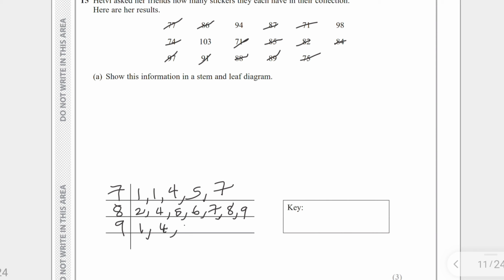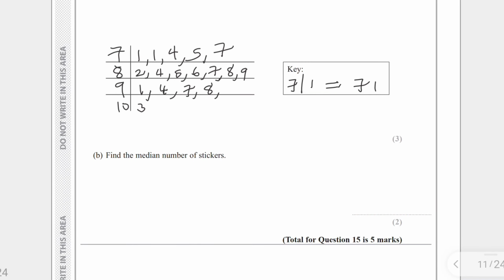Before 97. Then I can see 98. Then I can see 103. So the key is going to be 7 with 1 equals 71. So that will be our key.